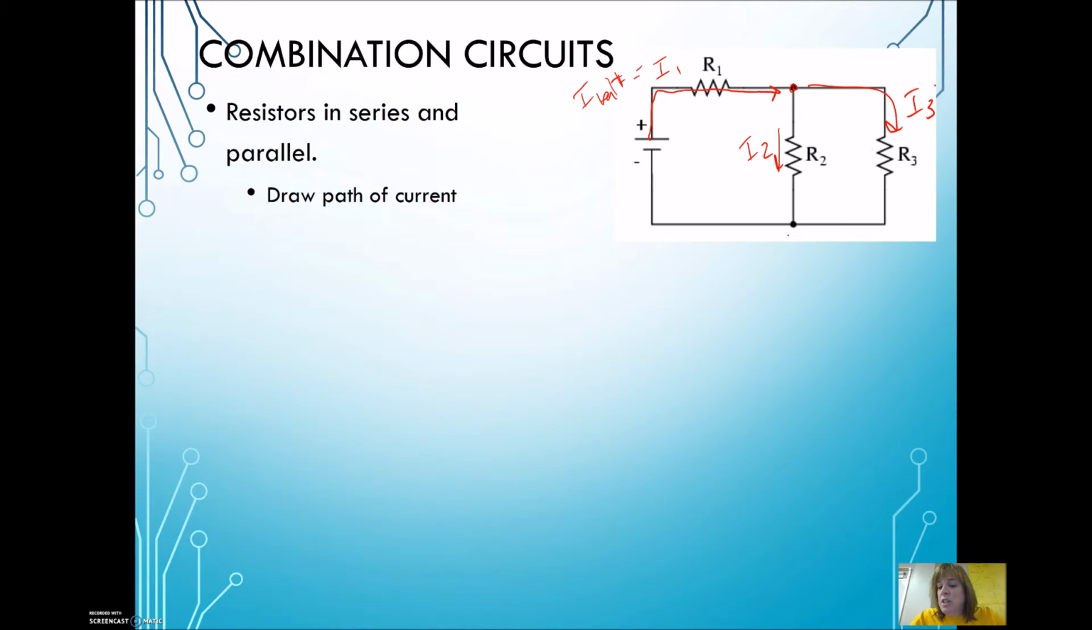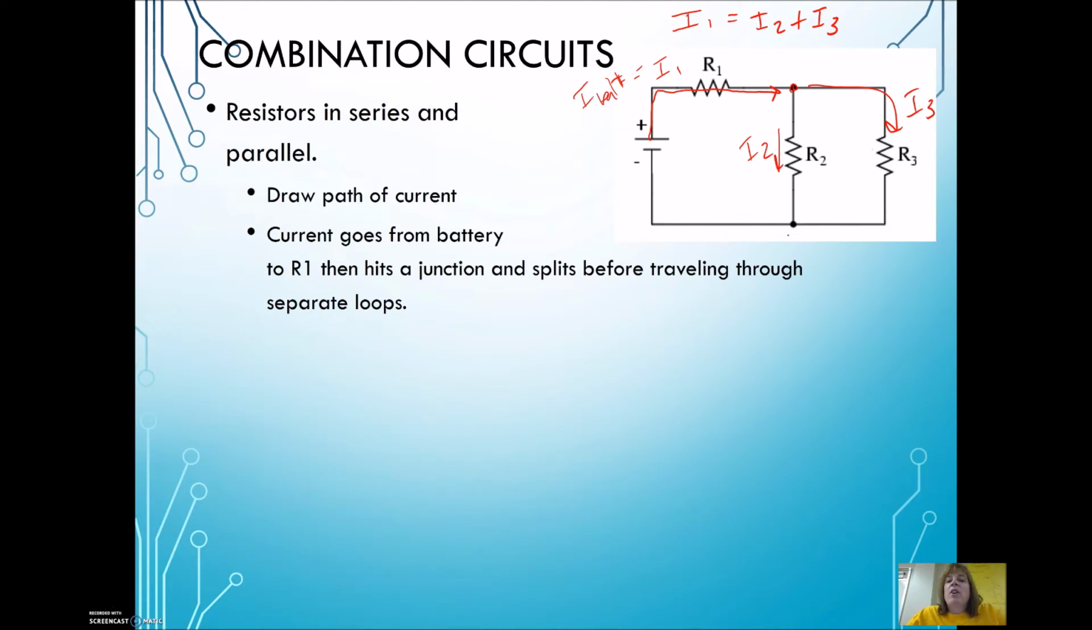So we have a junction, so we're going to have the junction rule: what comes in must go out. So that means that the current coming from the battery, or that I1, has to equal the sum of I2 plus I3. What goes in must come out. Now, when the current leaves the battery, it hits that junction, it goes through separate loops.